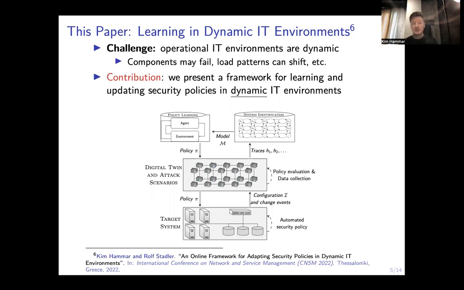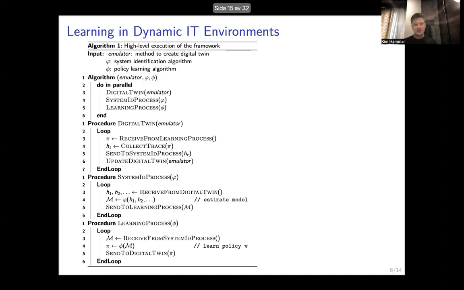However, we know, of course, that this assumption doesn't really hold in practice, because in practice, changes happen. Components may fail, bandwidth may fluctuate, and load patterns can shift, for example. And when these changes occur, we don't want our security policy to start degrading in performance and, for example, start giving a lot of false positives. We want the security policy to be automatically adapted to the changes. And that's the problem that we tackle in this particular paper, where the main contribution is a generic algorithm for adapting security policies to these dynamic changes.